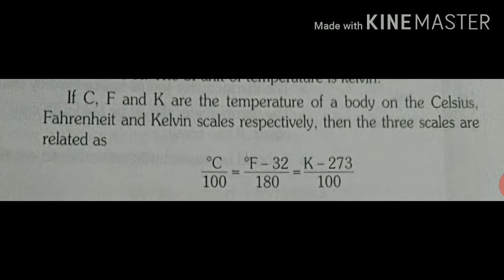So F minus 32 means degree F minus 32. What is 32? 32 is the freezing point on the Fahrenheit scale. And what is this K minus 273? 273 is the freezing point of water on the Kelvin scale. And the denominators 100, 180 and 100 are the difference between the two points, meaning the upper fixed point and lower fixed point on these scales.